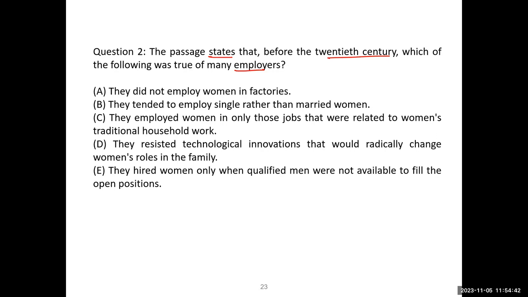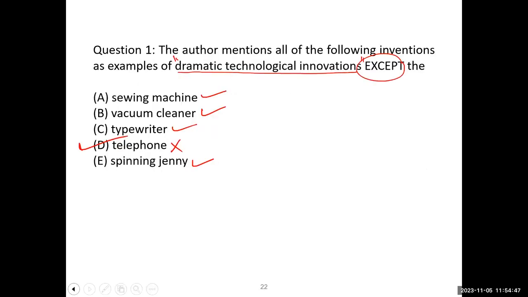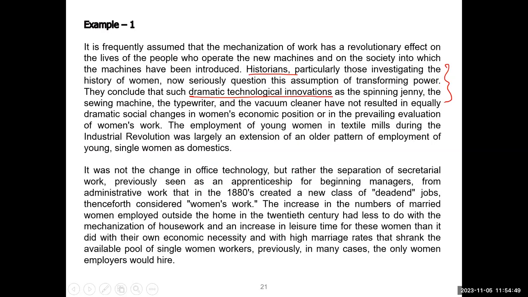So let's go back. I will scan for 20th century and employers. Where do we find 20th century and employers? Fifth line, second para, sir. Fifth line, second para, so 20th century. I think it is nowhere in the first paragraph. Yes or no? Yes, sir. We find it here, 20th century and employers is here. That means I need to focus here.